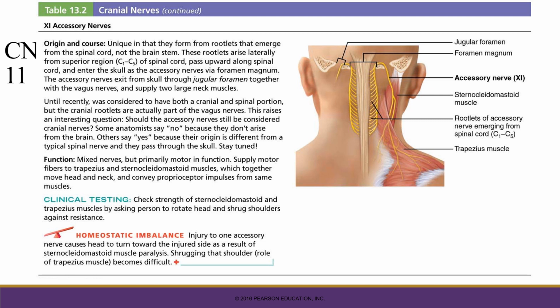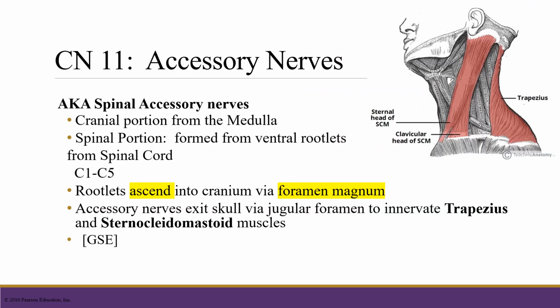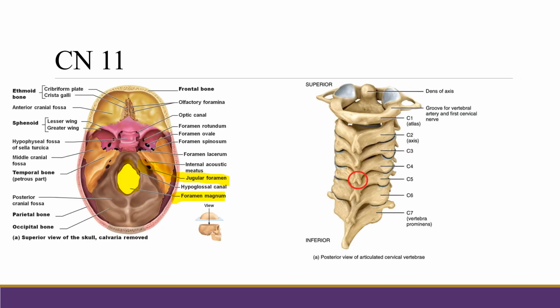Clinical testing checks strength of SCM and trap by asking the person to rotate their head and shrug their shoulders against resistance. Homeostatic imbalance, injury to one accessory nerve, causes head to turn toward the injured side as a result of SCM muscle paralysis. Shrugging that shoulder, the role of the trapezius muscle can become difficult as well. So we can see this is really just a kind of study slide here. I highlighted the foramen magnum there for you in the center, obviously, and then off to the side is that jugular foramen.